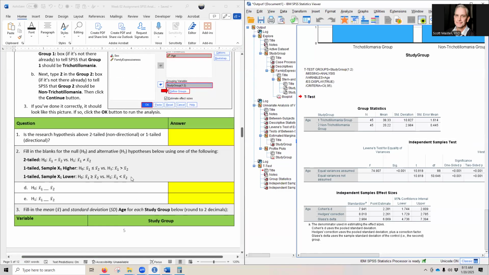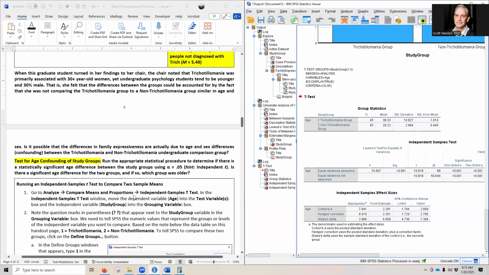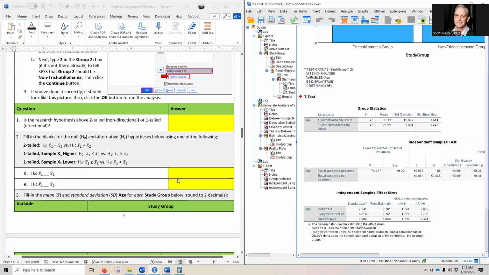Let's go through the questions. Is the research hypothesis two-tailed or one-tailed? It says whether there is a statistically significant age difference between the groups. That does not say whether one group is older or younger, so that is a two-tailed hypothesis. We're just seeing if age differs between the groups, right?